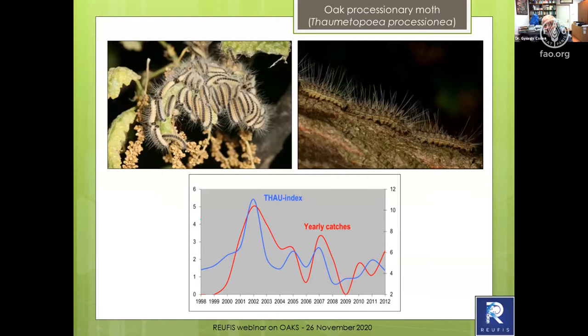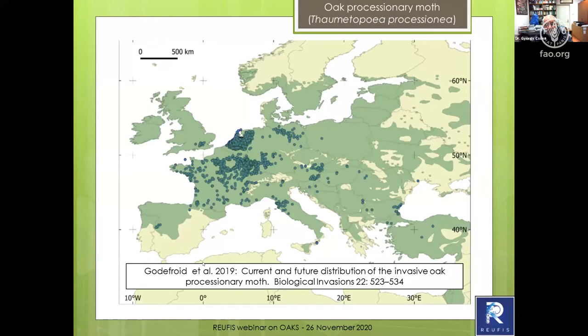It fits quite well to this map, which was taken from a very recent and very fine publication. The dots representing the present distribution data of the species, and the shaded green is the potential distribution of the species by 2050. So the host plants are present, and if the climate change scenarios are coming through, these territories will be suitable for oak processionary moth.